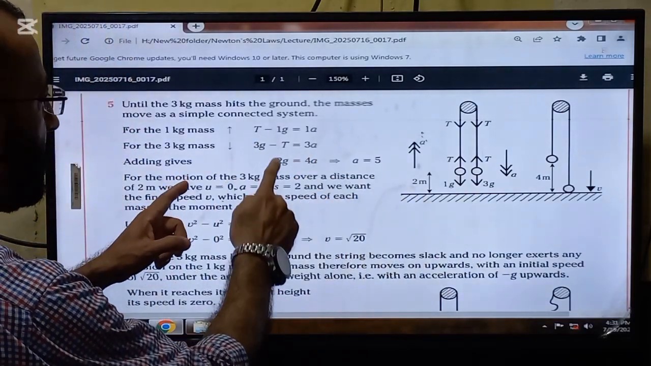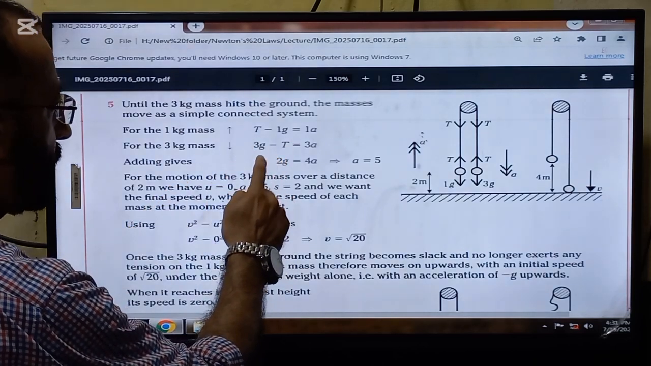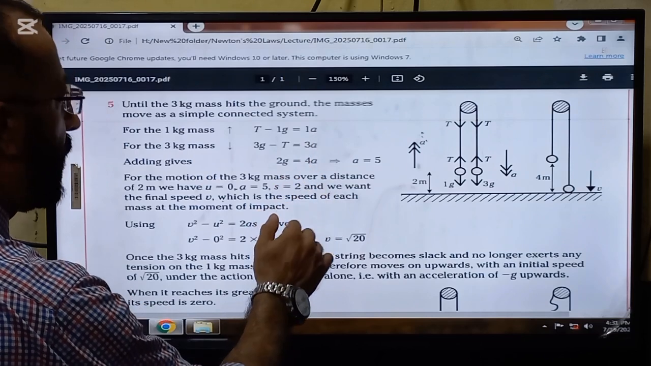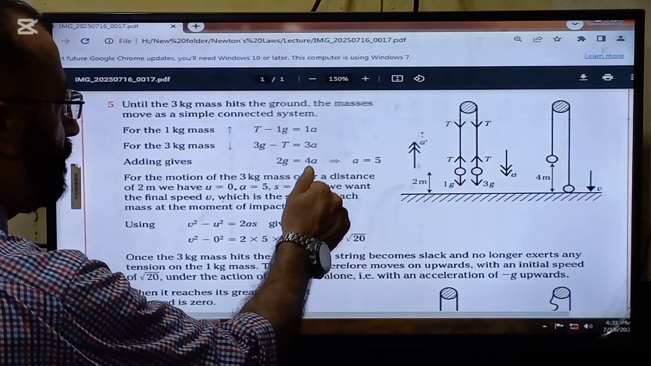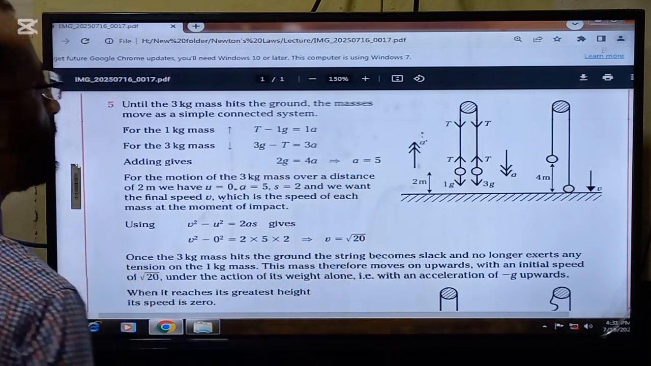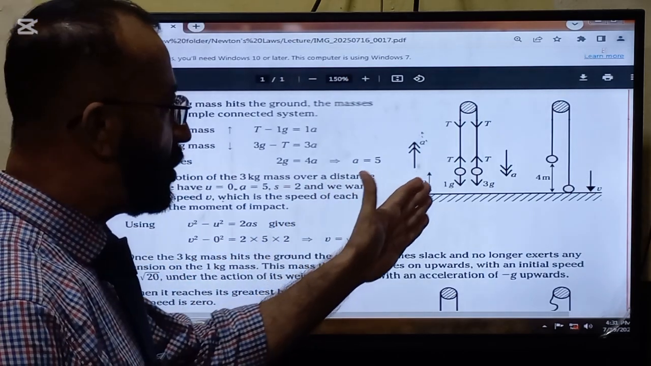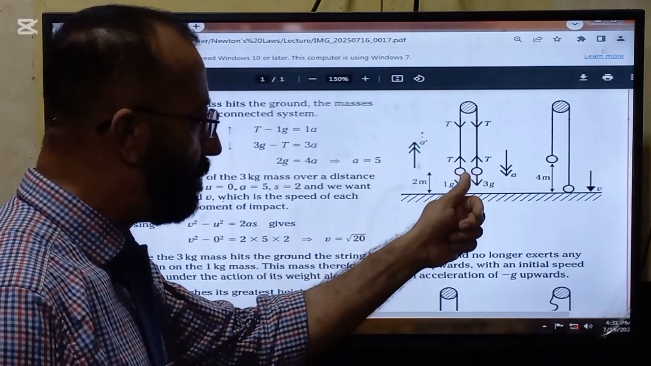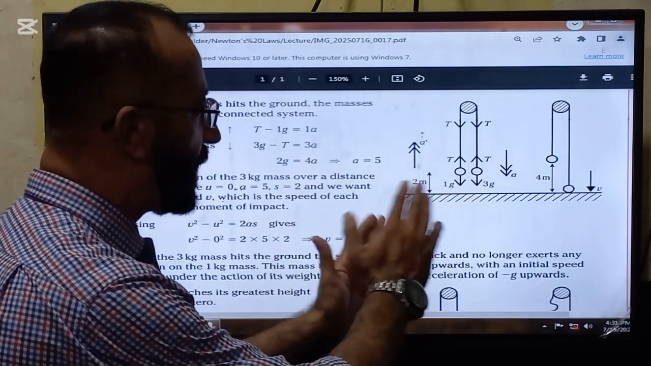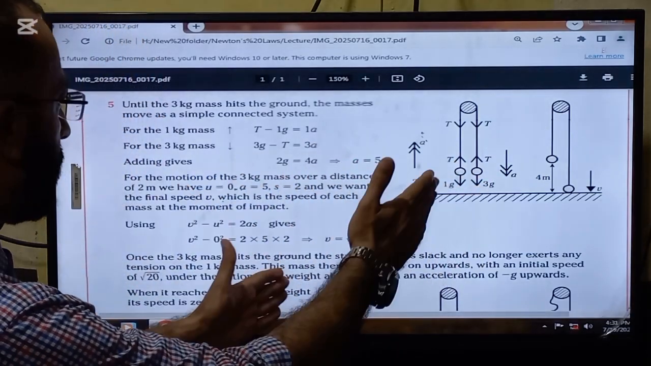That gives 3A. Now add these two equations, so T will cancel, and 3g minus g will give 2g is equal to 4A. From here A will be equal to 2g over 4, so that will be equal to 5. This is the acceleration with which the 3 kg mass is moving down and the 1 kg mass is moving up, because the acceleration will be the same in the two portions of the thread.